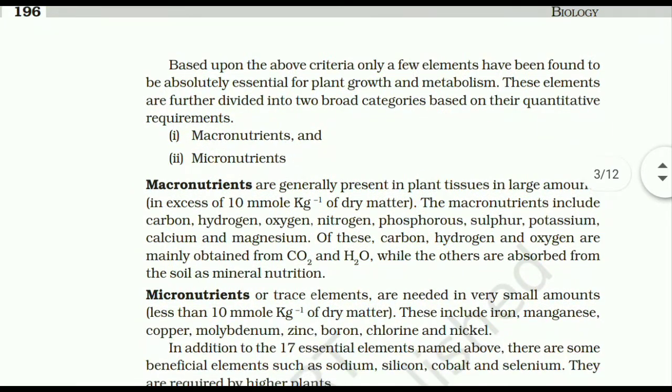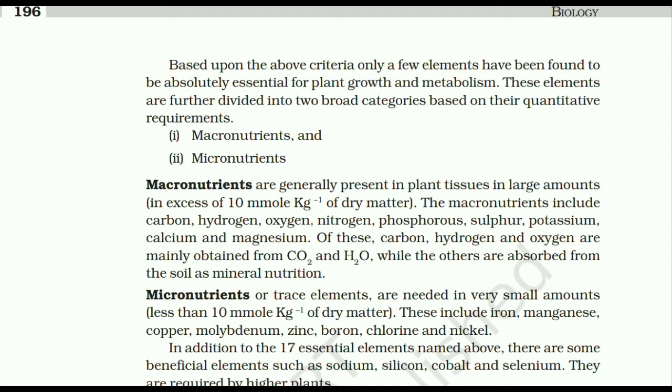Based upon the above criteria, only a few elements have been found to be absolutely essential for plant growth and metabolism. These elements are further divided into two broad categories based on their quantitative requirements: macronutrients and micronutrients. Macronutrients are generally present in plant tissues in large amounts, that is, in excess of 10 millimole per kg of dry matter. The macronutrients include carbon, hydrogen, oxygen, nitrogen, phosphorus, sulfur, potassium, calcium and magnesium.